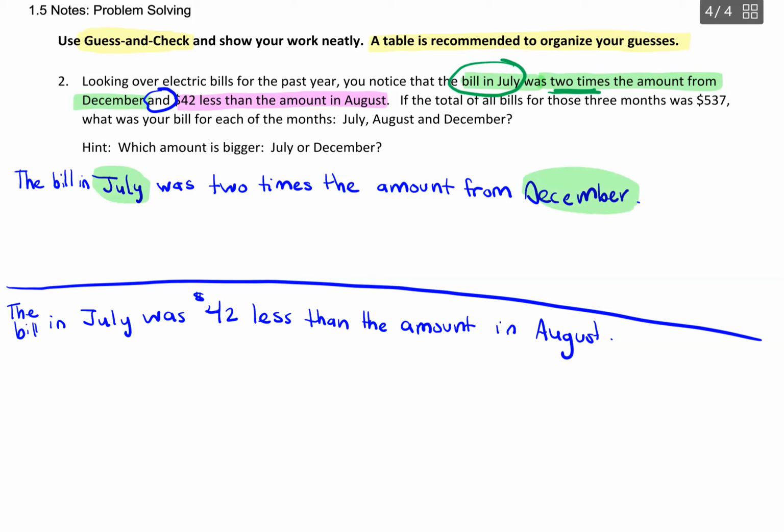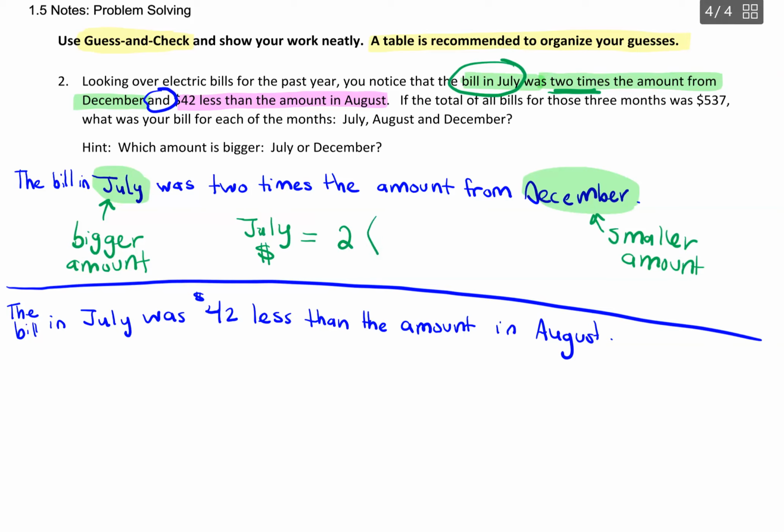Which one was bigger? The bill in July was 2 times the amount from December. So what was bigger, the bill in July or the bill in December? So July is the bigger amount and December was the smaller amount. And we're told July was twice as big as December. So if I know that dollar amount for July, that's going to be 2 times whatever the amount from December was. So we're going to keep that in mind when we start doing our guess and check.